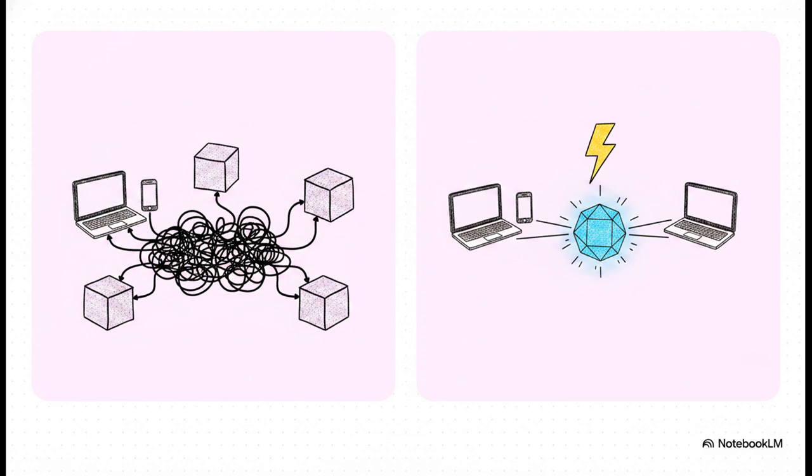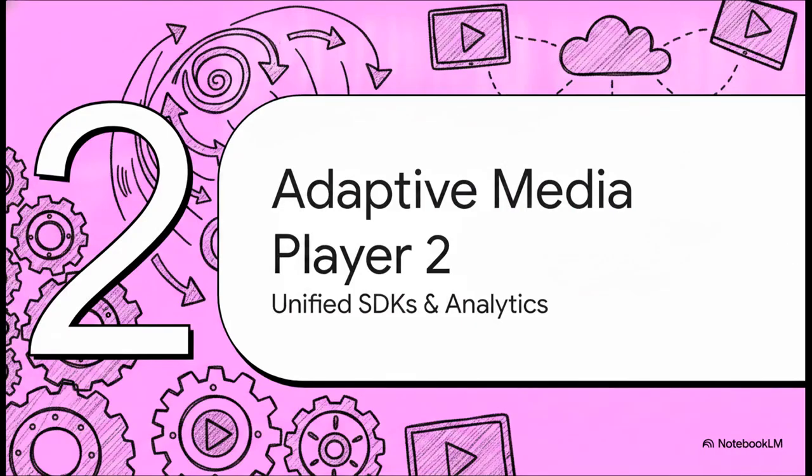The ideal state? Well, it flips that completely on its head. What we actually want are unified insights across every single platform, which means faster decisions and, ideally, absolutely zero reliance on clunky third-party integrations. Okay, so that's the core problem. Let's move straight to the solution. In part 2, meet Adaptive Media Player 2.